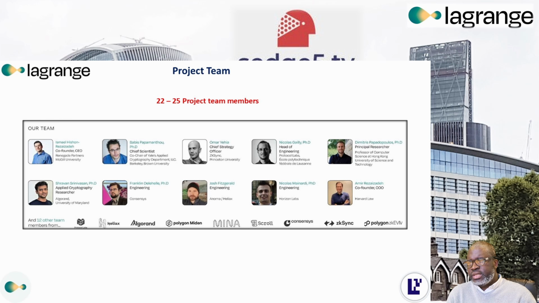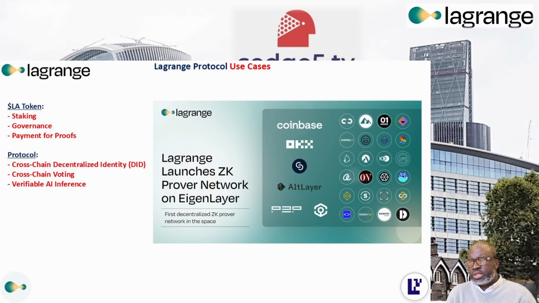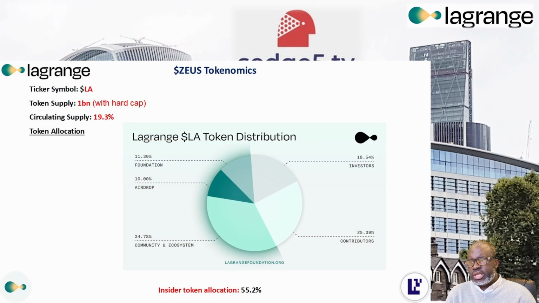As for use cases, we start with the LA token. It's used for staking, for governance, and payment for proofs. And as for the protocol, it's used for cross-chain decentralized identity or DIDs, as well as for cross-chain voting and verifiable AI inference. And strengths for Lagrange protocol, well, you've got to give it for its innovative architecture, its decentralized governance, as well as the diverse use cases.